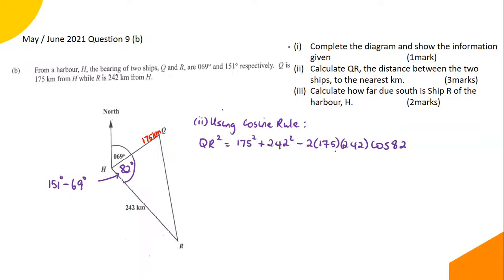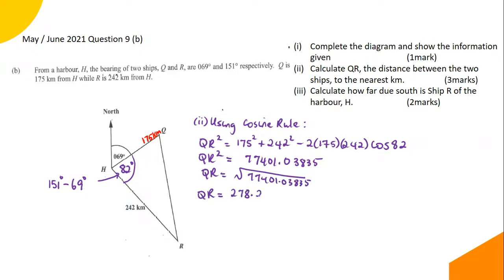Again, you just plug all this into your calculator and your calculator will give you 77401.03835. To get QR, you are simply finding the square root of this very long number. So QR is equal to 278.2 kilometers. Now they did say the distance to the nearest kilometer, so that means to the nearest whole number.